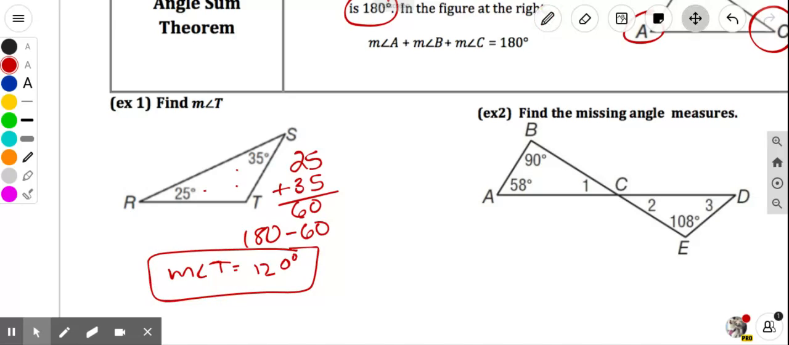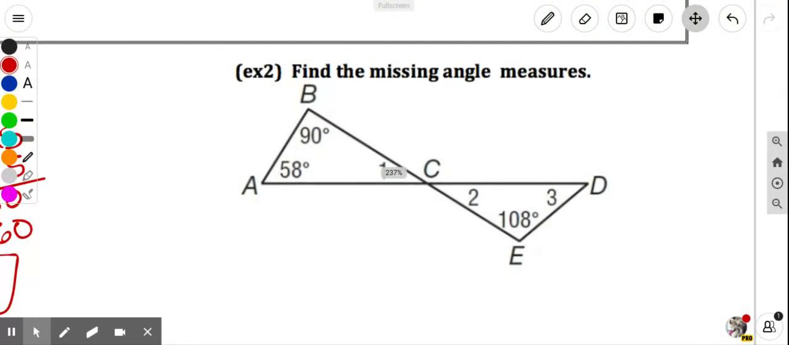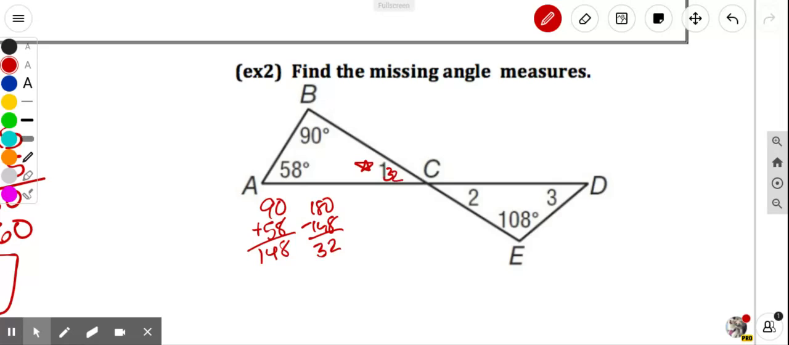Okay, so that's a pretty basic example. Then something like this. Sometimes you have a few angles that you have to find. Same idea, we can find angle 1 first by adding 90 and 58, which is 148. And then 180 minus 148 is 32. So that's the measure of angle 1. Angle 1 and angle 2 are vertical, so those are both 32. And then we have 108 plus 32.